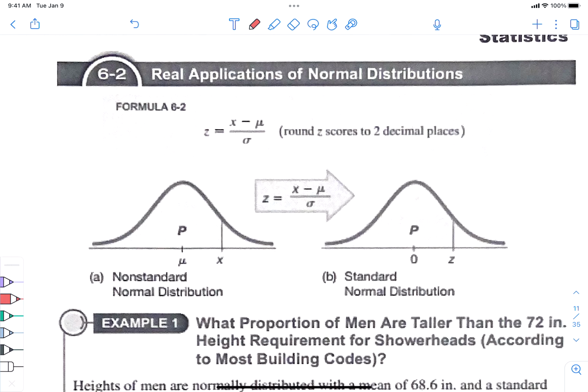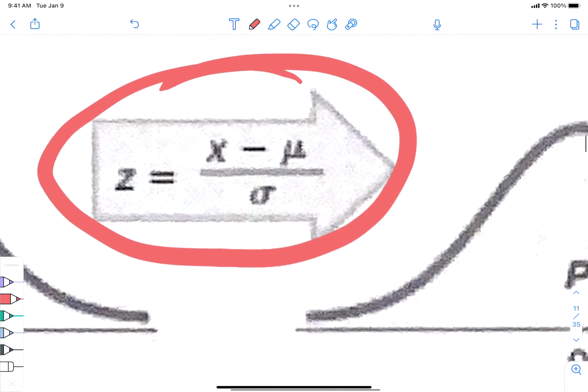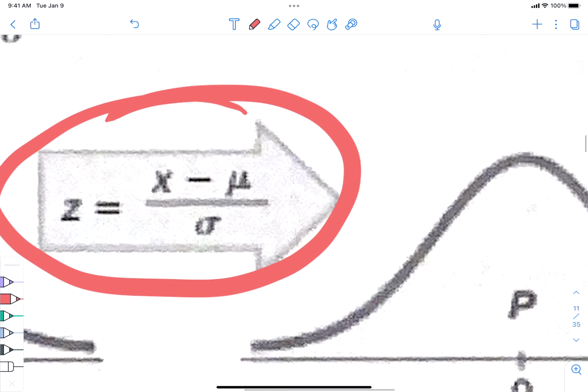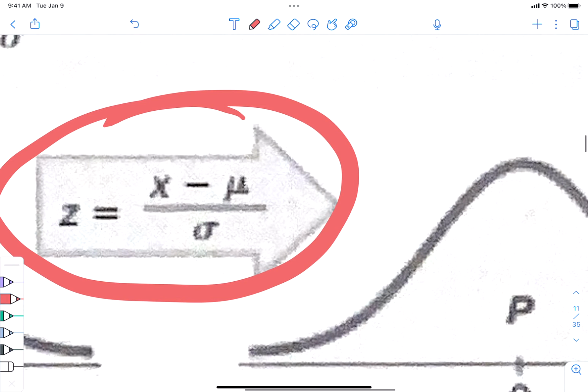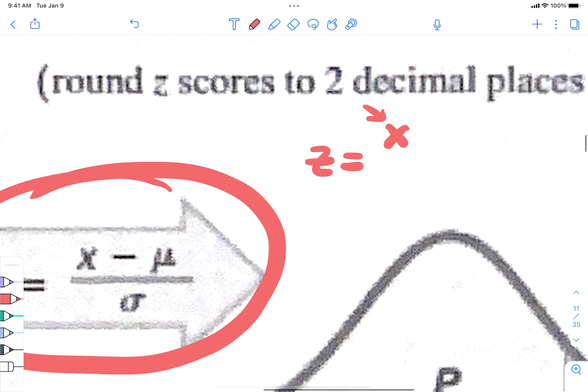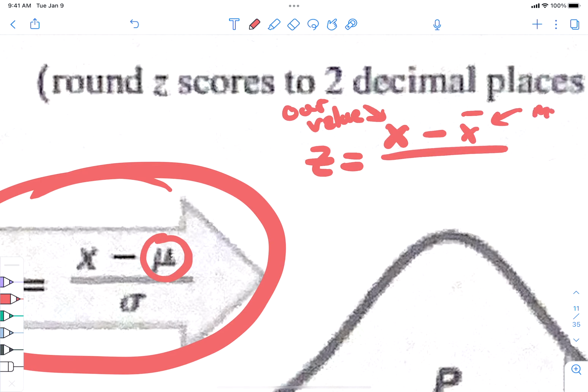They give you the formula. Again, you should have this memorized, hopefully. We use different symbols than they did, okay? Get this stuck in your brain. To find a z-score, you take x, which is our value, the value that we're looking at, minus, instead of calling it mu, we called it x bar. Both of those stand for the mean.